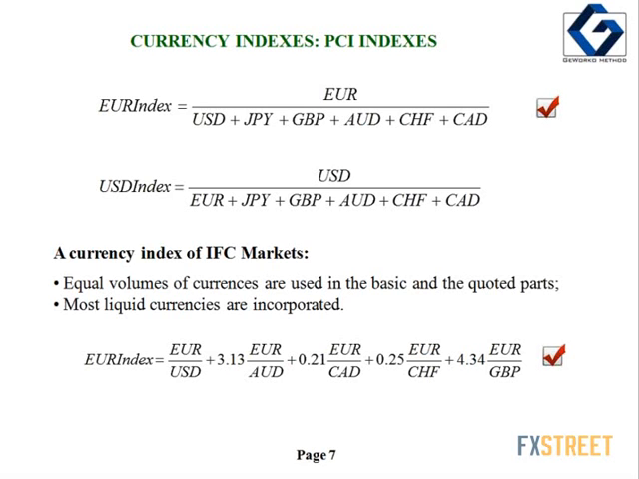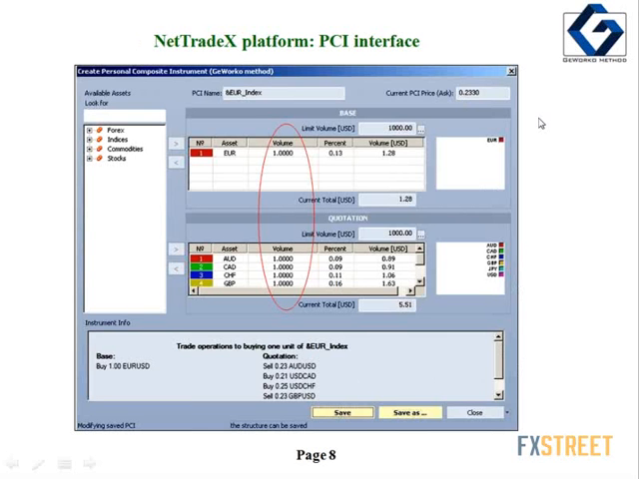So for this purpose, one of the intelligent trading platforms has been used. NetTradex option creates a personal competitive instrument, allows us to create a personal trading instrument based on elementary assets. I don't know where you can see all the details, but I hope that you can. So indexes are composed via the PCI interface inside the NetTradex platform.